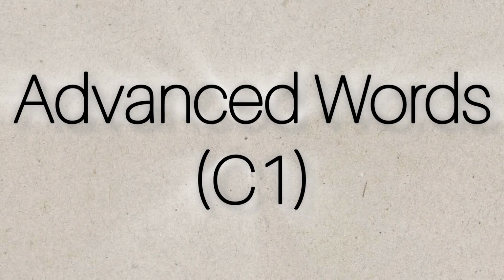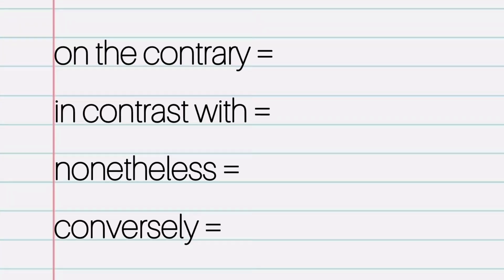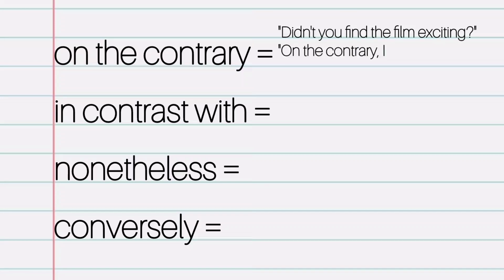Now, guys, advanced words. The first one, on the contrary. Didn't you find that film exciting? On the contrary, I nearly fell asleep halfway through it. Guys, we use on the contrary in order to give a different idea. For example, they thought that people would love the movie. On the contrary, they all hated it, or nobody went to the cinema to watch it. So, on the contrary, we introduce a different idea.